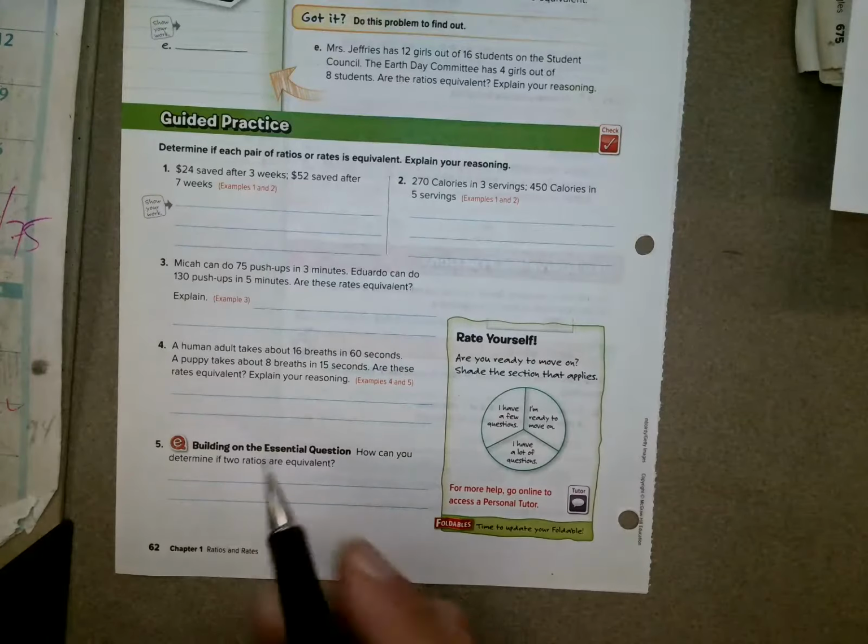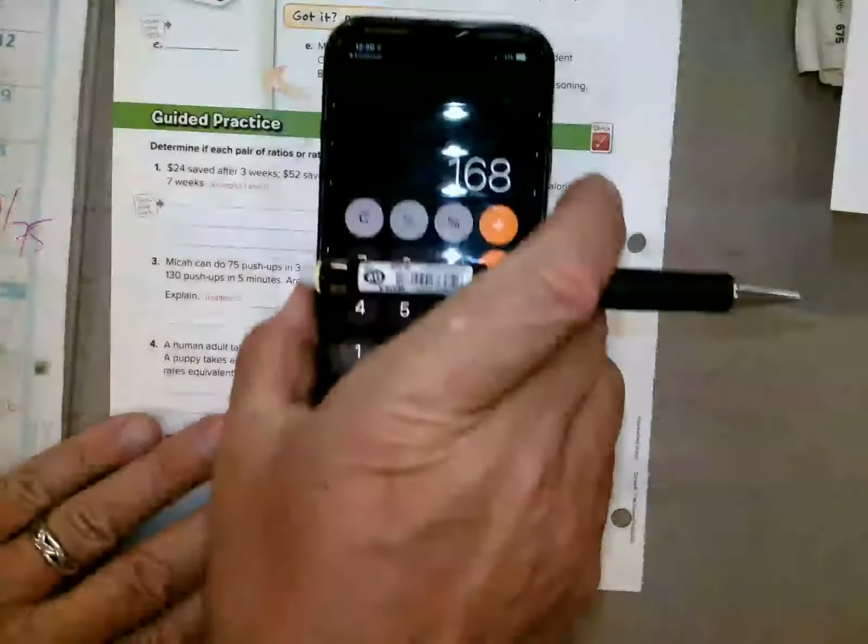This is the next lesson. Today is Thursday, September 16th. We're going to be getting into lesson 1-6, and it's ratios and rates. What we're going to do is see if we have equivalent ratios. There's a couple different ways to do this, and I'm going to show you probably the easiest way I know how. I'm also going to be using my phone as a calculator because I can't see that little screen on there, so bear with me on that. It says determine if each pair of ratios or rates is equivalent, and then explain your reasoning.